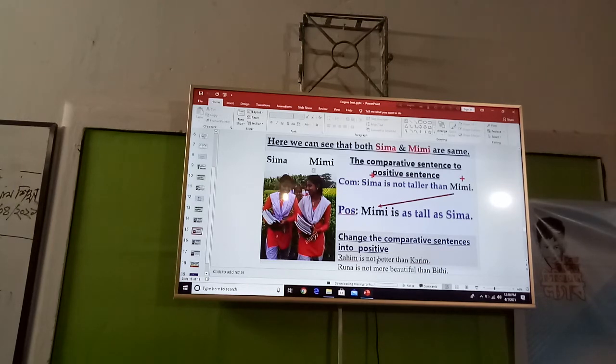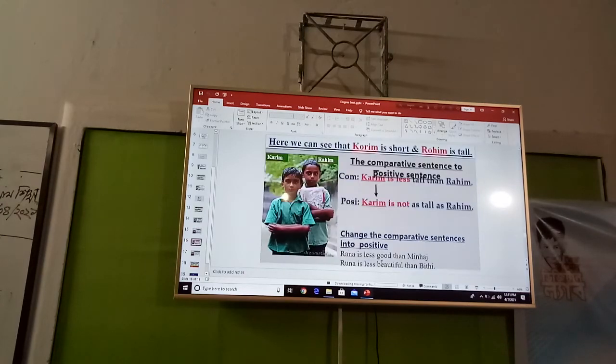Okay, now go to the next one. Rohim is not better than Corin. Here "not" is used. So Corin is as good as Rohim, or Rohim is as good as Corin. The next sentence: Runa is not more beautiful than Bithi. That means the positive sentence must be Bithi is as beautiful as Runa, or Runa is as beautiful as Bithi. Now go to the next one.